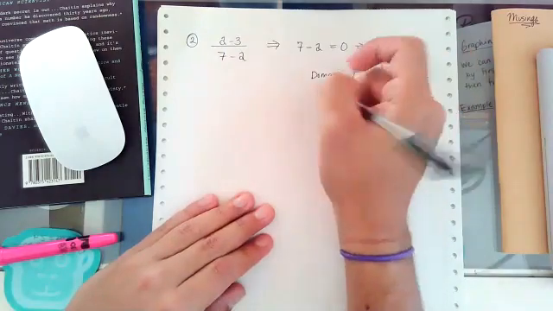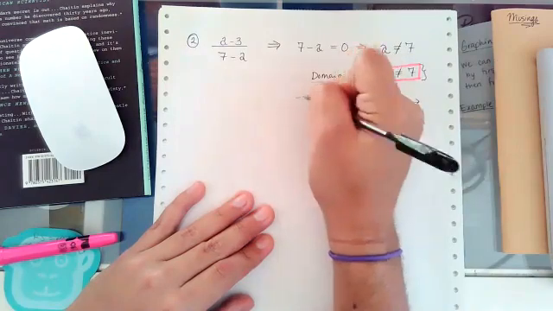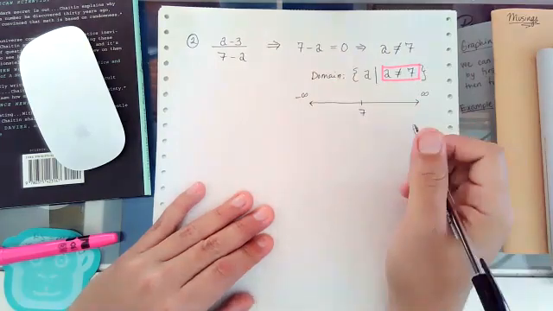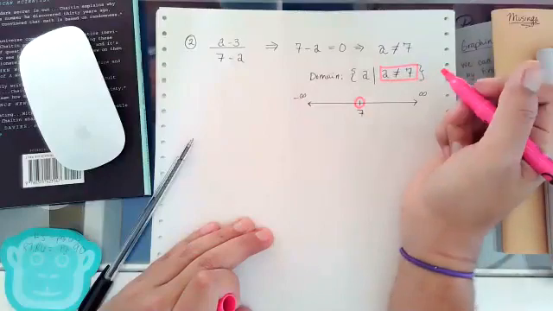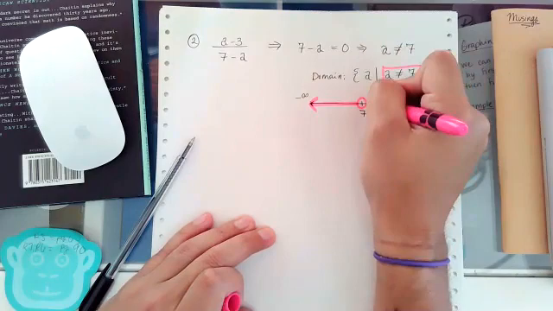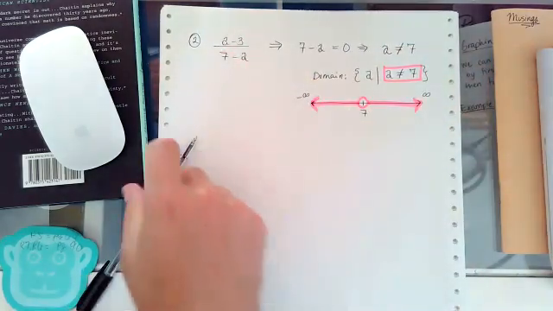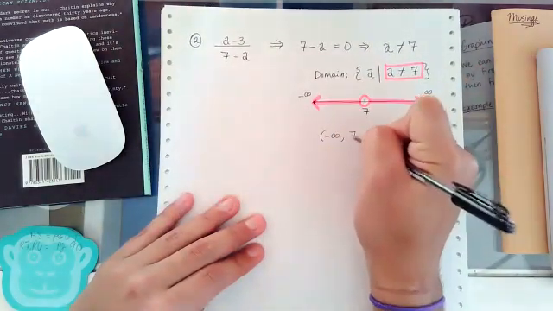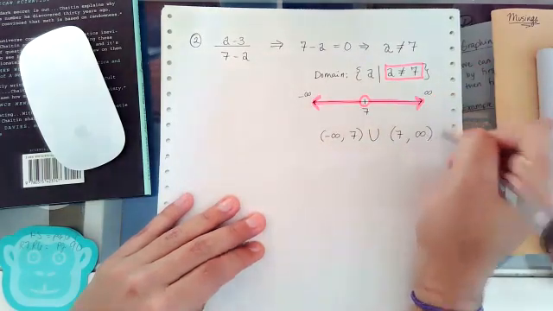And then if you wanted the domain in interval notation, you can think about that number line from -infinity to infinity. +7 is right here. And then +7 is excluded, so I'm going to put a little open circle there to indicate that it's being excluded. But everything else would be a perfectly fine value to insert into this expression. So the domain in interval notation would be -infinity to 7 union 7 to infinity.